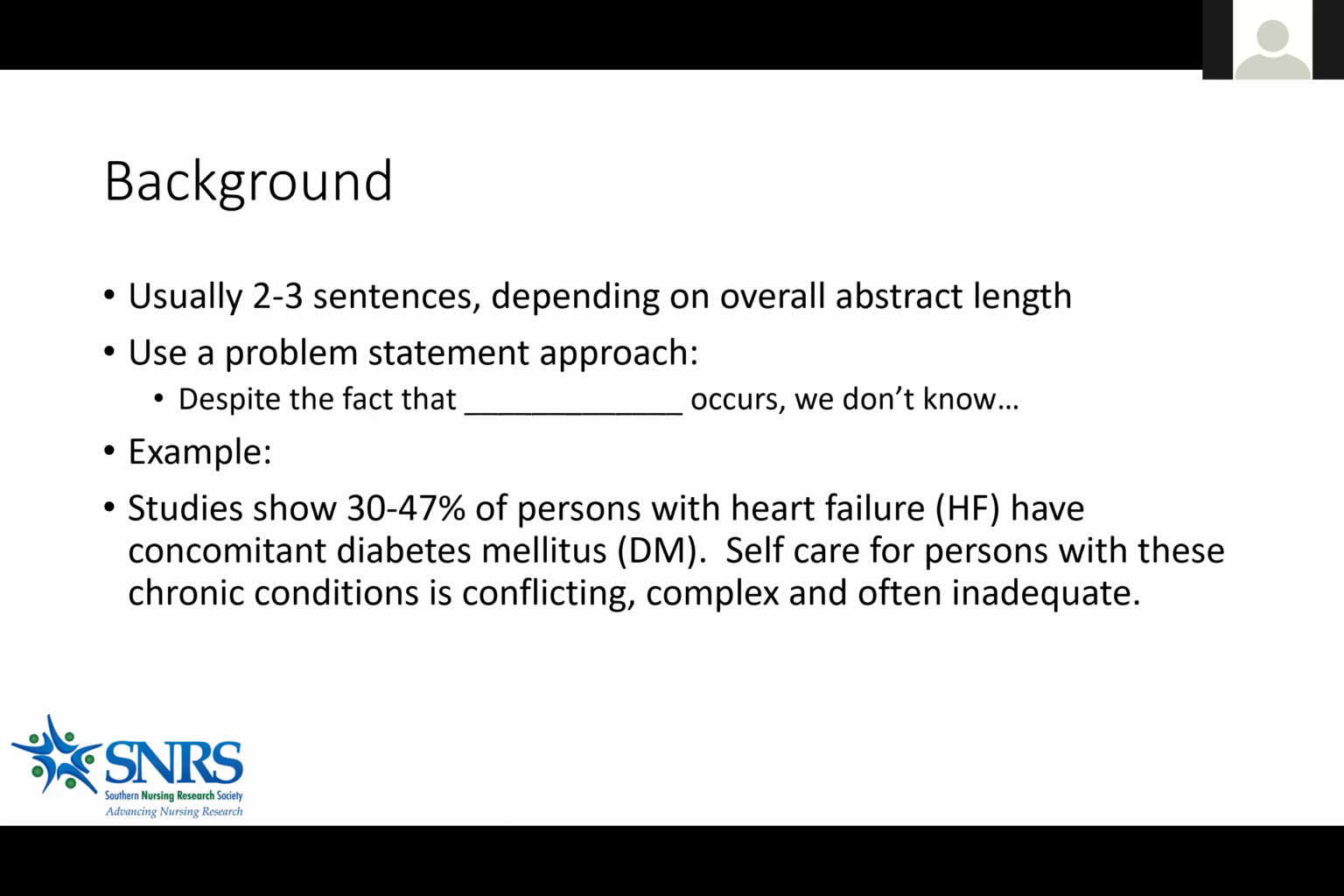So an example would be, studies show that 30 to 47% of persons with heart failure have concomitant diabetes mellitus. Self-care for persons with these chronic conditions is conflicting, complex, and often inadequate. So this background says that a significant number of people with heart failure also have diabetes, and trying to have adequate self-care for persons with both conditions can be difficult because it's conflicting and complex.